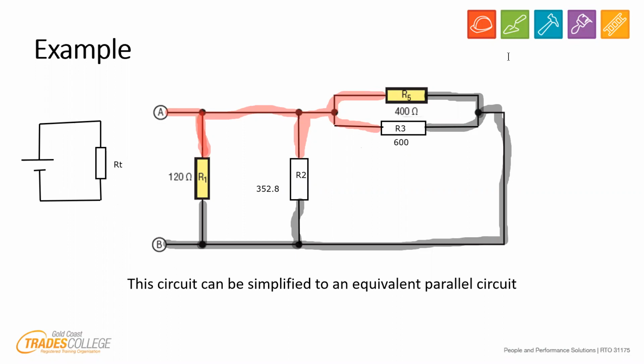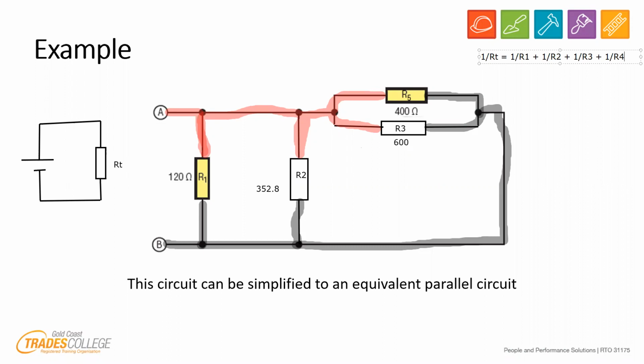Now this is a parallel circuit. So I want to say that 1 over RT equals 1 over R1, plus 1 over R2, plus 1 over R3. It doesn't really matter which way around you put them. Let me just move it across because I've run out of room. And we go plus 1 over R4.